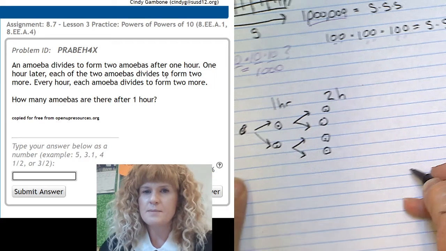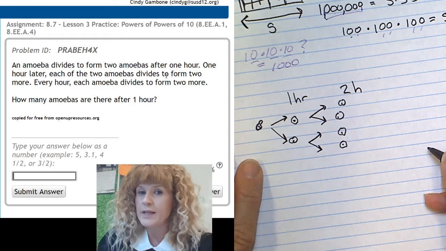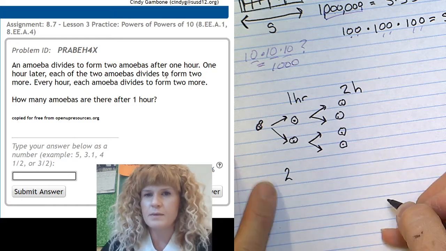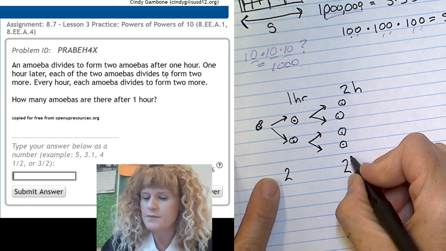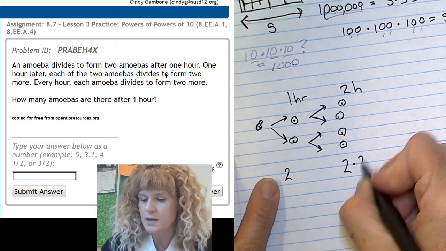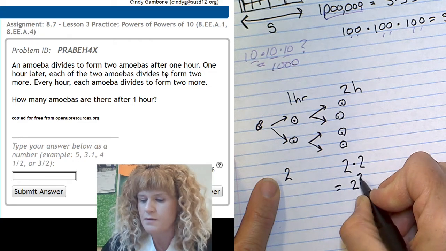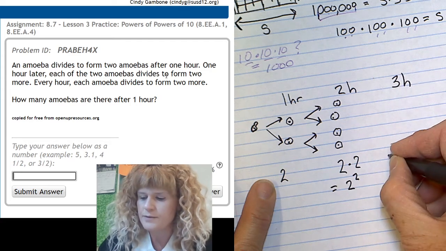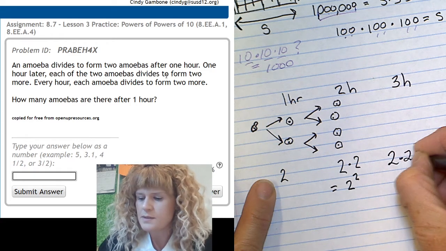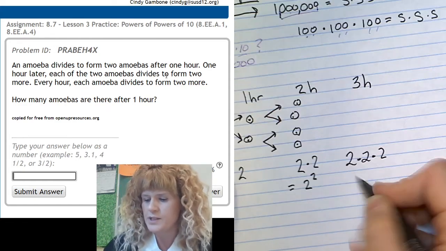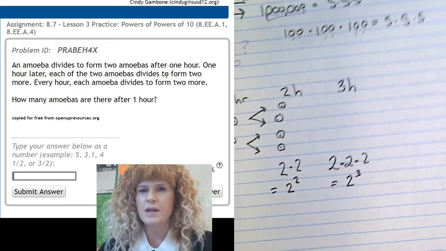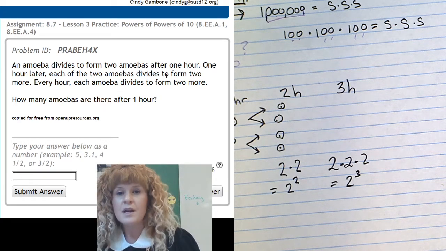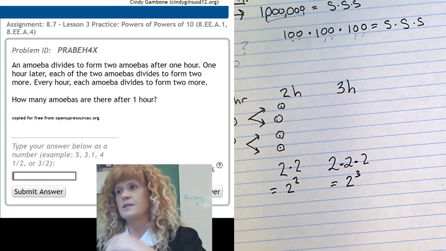And this pattern keeps going, but it would be too hard to write it without exponents. So after 1 hour, you have 2 amoebas. After 2 hours, you have 2 times 2, that equals 2 to the power of 2. After 3 hours, you have 2 times 2 times 2, which is 2 to the power of 3. Do you see the pattern? Every time it doubles, you times 2 again, so the value of the exponent increases.